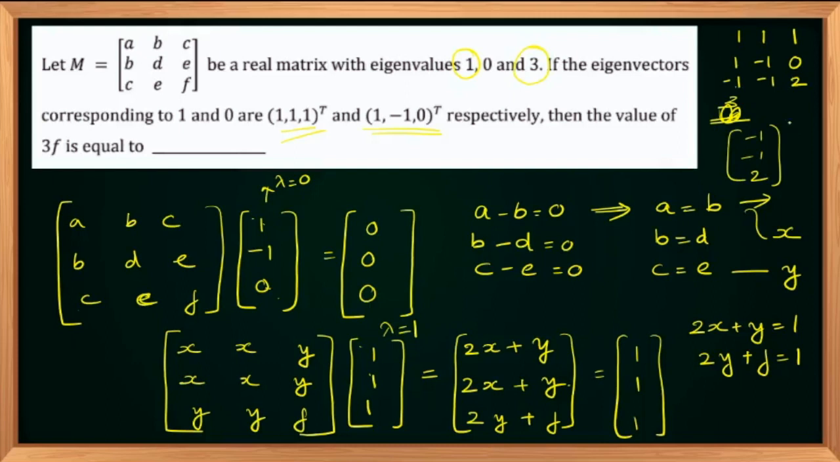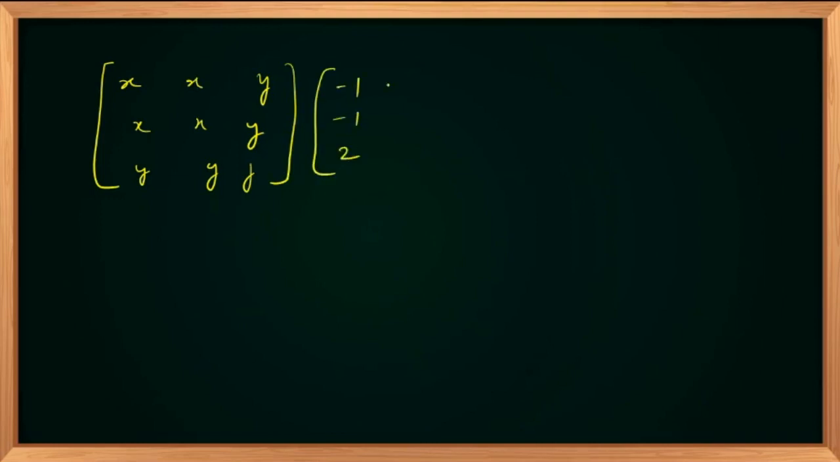And what will be the eigenvalue corresponding to this vector? Can somebody give an answer? Yes, it is 3, because that is the only eigenvalue which is left out. Correct? So now I can write the next equation: the matrix with rows x, x, y; x, x, y; y, y, f multiplied by minus 1, minus 1, 2 is equal to minus 3, minus 3, 6. Correct? Minus 3, minus 3, 6.